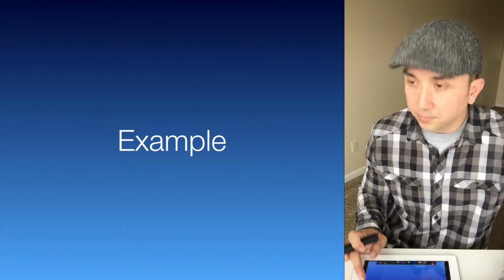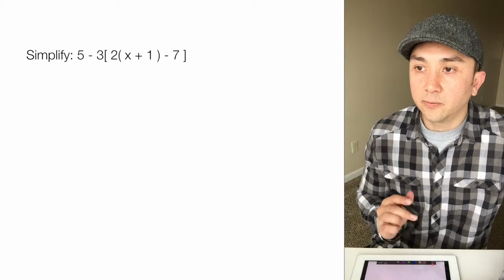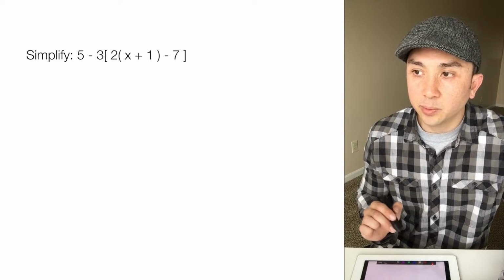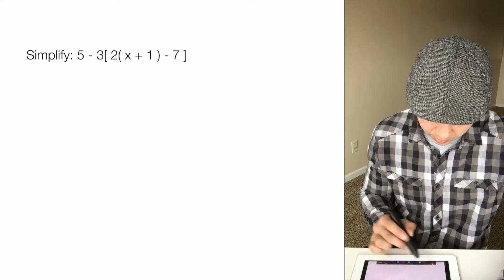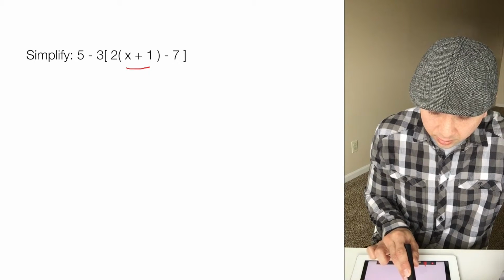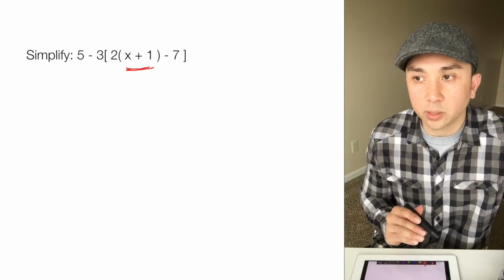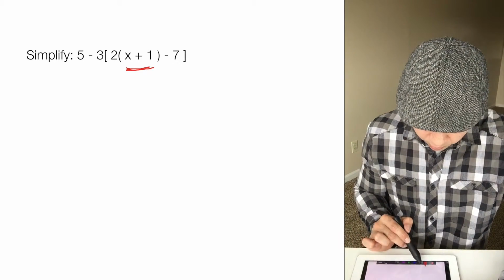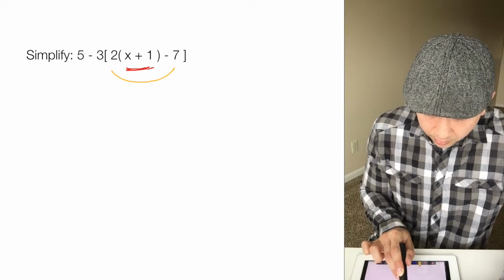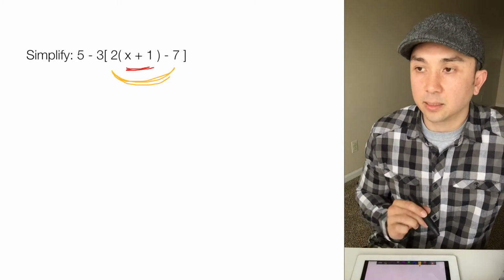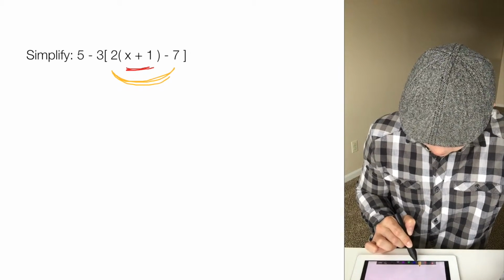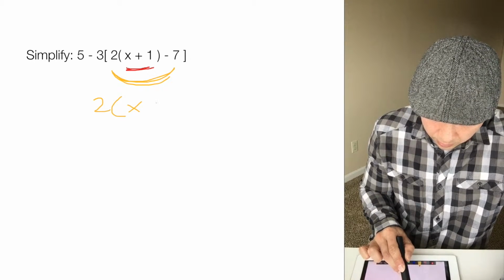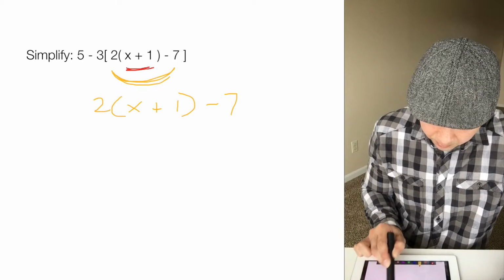So let's do an example. Let's simplify 5 minus 3 times 2 times x plus 1 minus 7. So here we have these parentheses. So that's the first thing we're going to do. But x plus 1 is simplified. So now the next thing we're going to do is work on the outer brackets. So here we have 2 times x plus 1, minus 7.